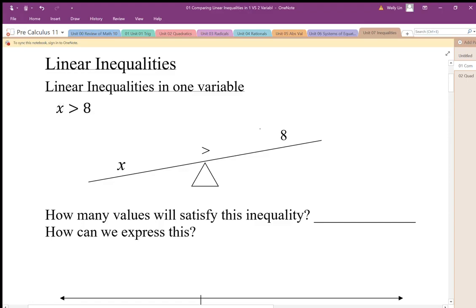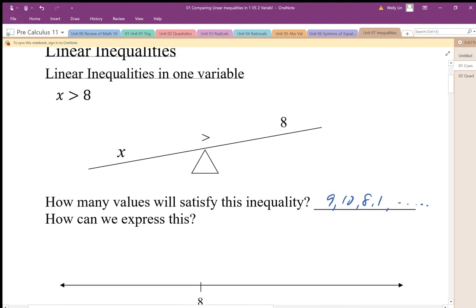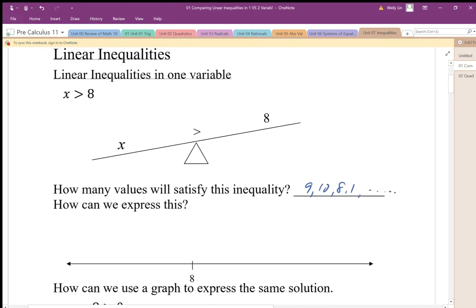What that means, if I have a balance here, it's an imbalance where the x is bigger than 8, so it's going to tip the balance over. So you think, what values of x will satisfy this inequality? Well, 9 will, 10, 8.1, lots of values here. Maybe 1,000 will do this. So we have more than one value that actually satisfies this inequality.